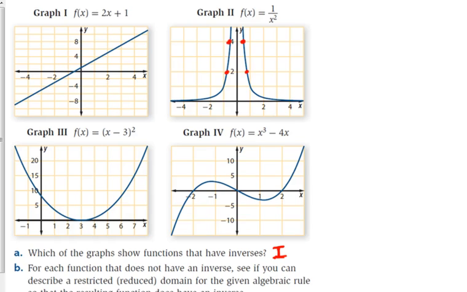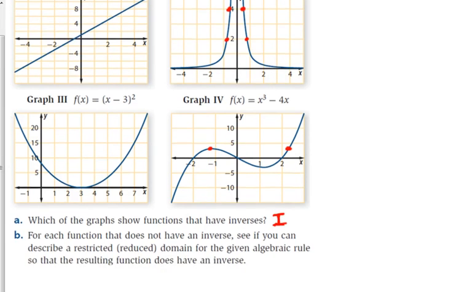Be careful. It's not symmetric like the other ones were, but there are multiple x values that have the same y value. Okay? So graph number 1 is the only function here that is 1-to-1. It's the only one that's 1-to-1. All of the other ones are not. Now, let's look at what part B says.